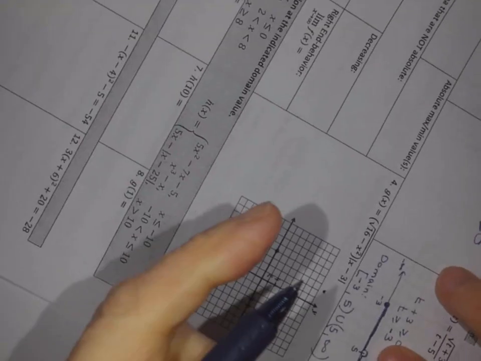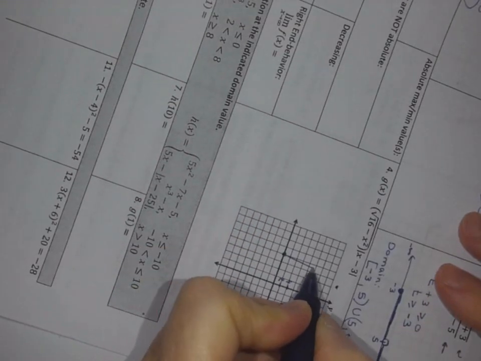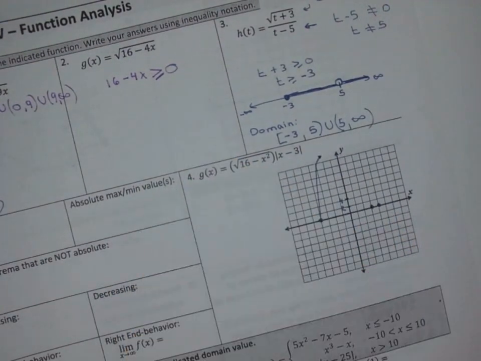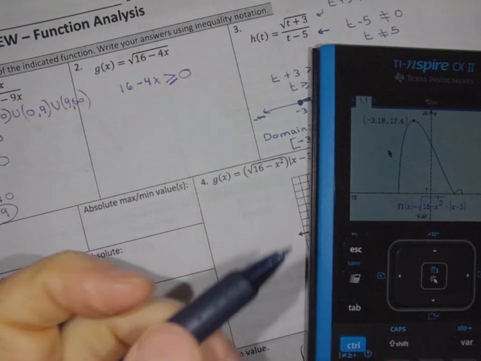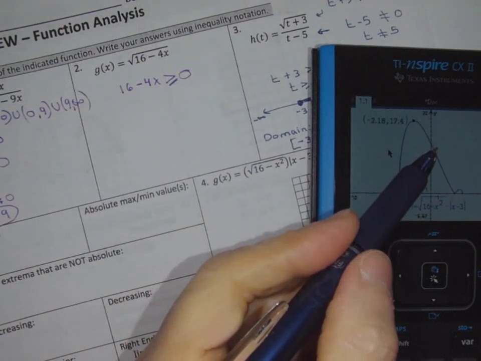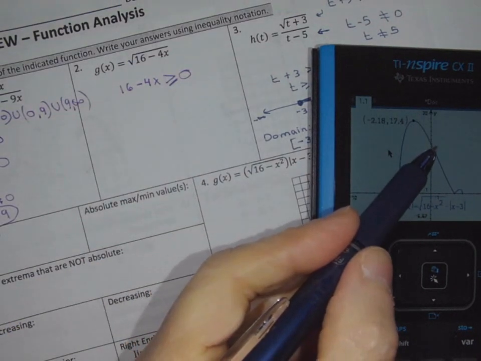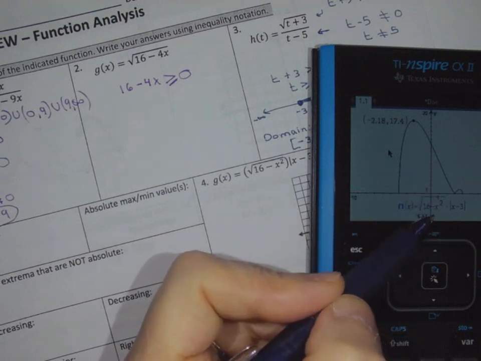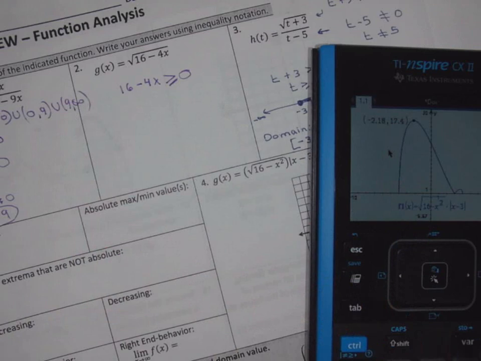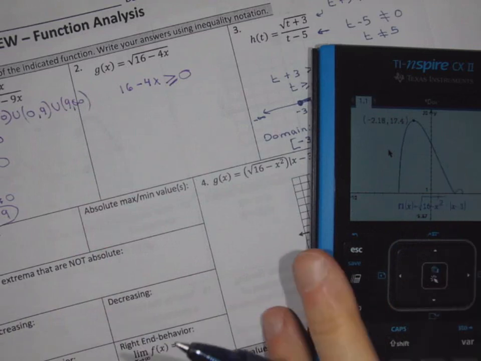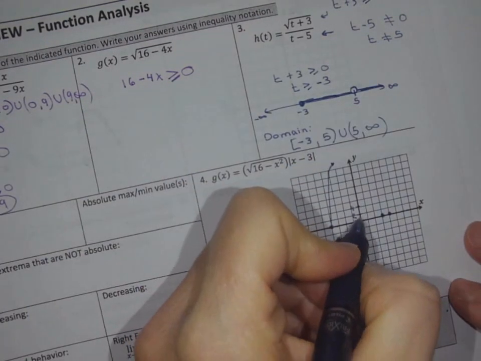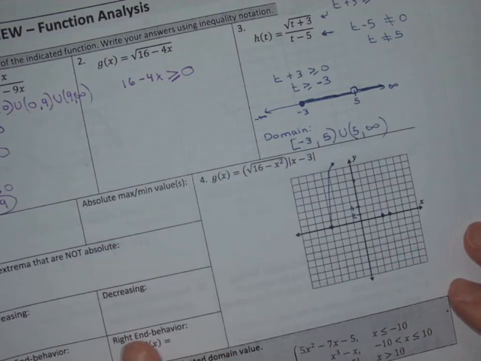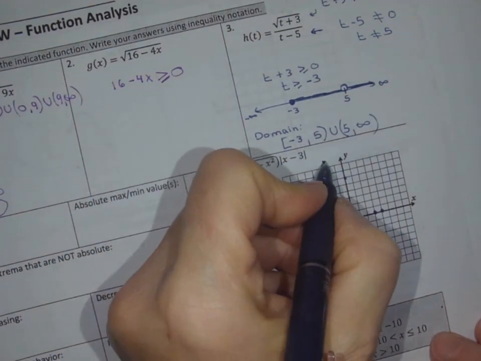So this will give me that. Then I need to, oh, my y-intercept. What's my y-intercept, by the way? It looks like it would be 12. Okay, so 2, 4, 6, 8, 10, 12. So I need to cross my y-axis right there.